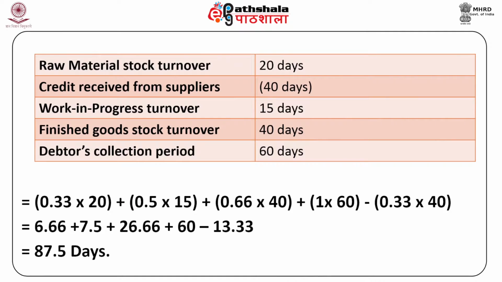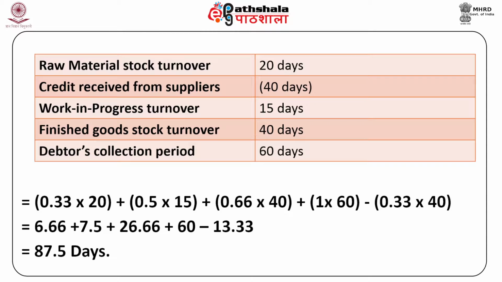Now, weighted operating cycle is given by D multiplied by W. It will be the summation of each component of working capital. Raw material stock turnover 20 days, credit received from suppliers 40 days, work in progress turnover 15 days, finished goods stock turnover 40 days, debtor collection period 60 days.